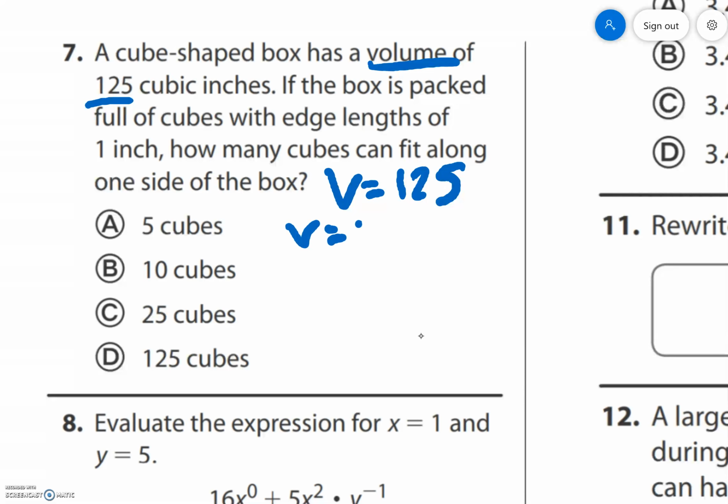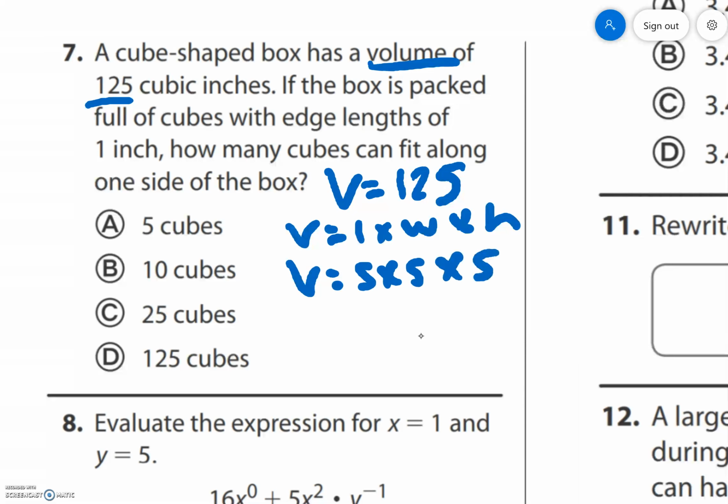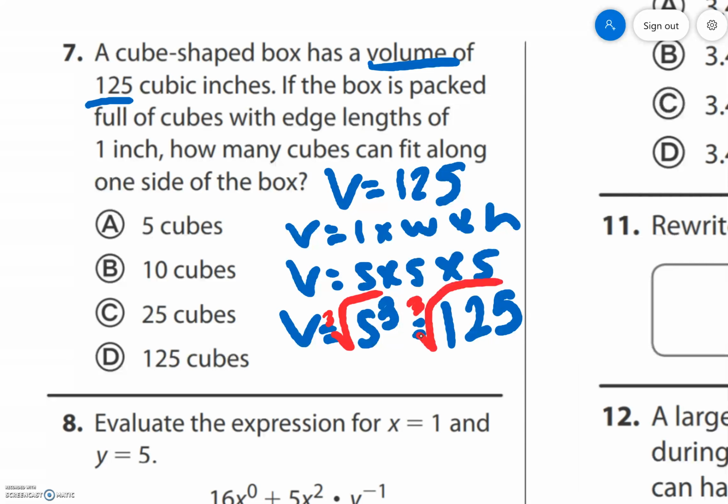Remember, volume equals length times width times height. But in a cube, they're all the same length. So volume equals side cubed, which equals 125. So to get rid of the cube, we have to take the cube root. The cube root of 125 is 5. You are not done with this question.